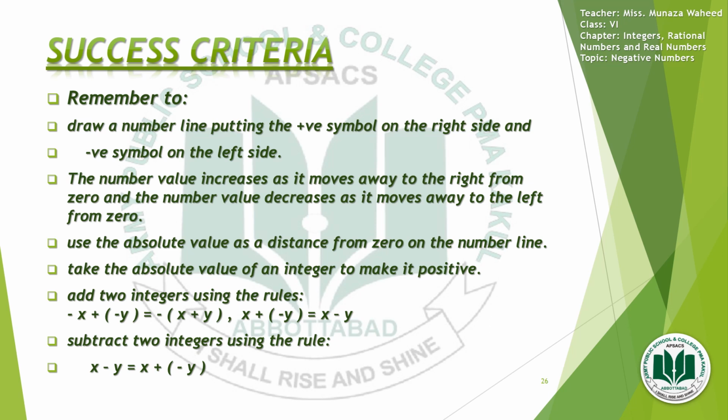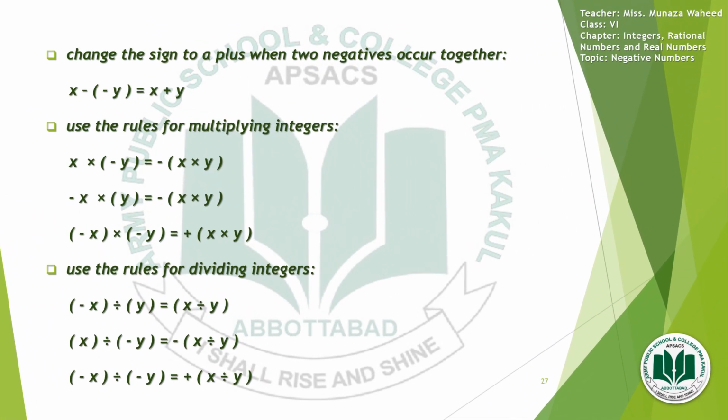Use the absolute value as a distance from 0 on the number line. Take the absolute value of an integer to make it positive. Remember the rules while you are adding or subtracting integers. And you also must be careful about the rules while you are multiplying or dividing integers.